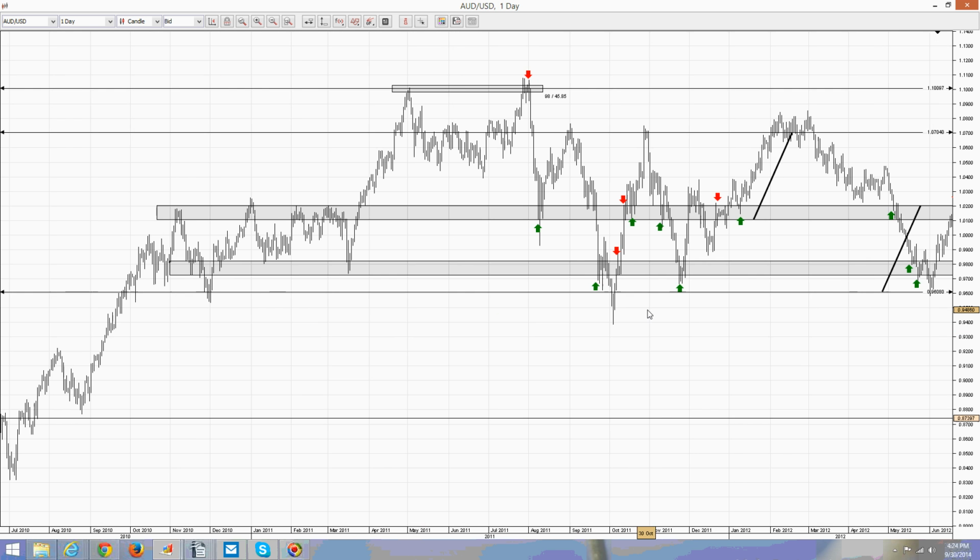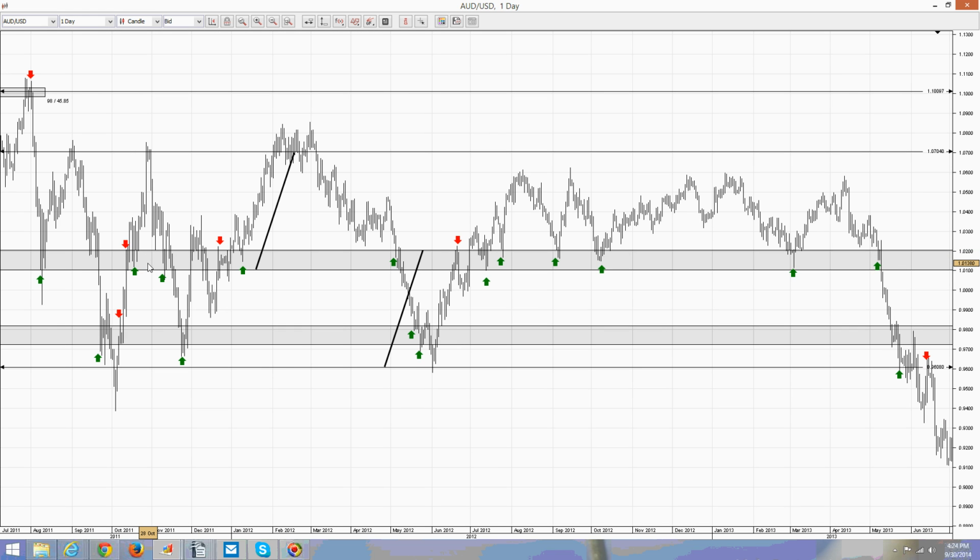Now, all these trades here are being made on the daily chart on simple support and resistance areas and on simple market geometry analysis.